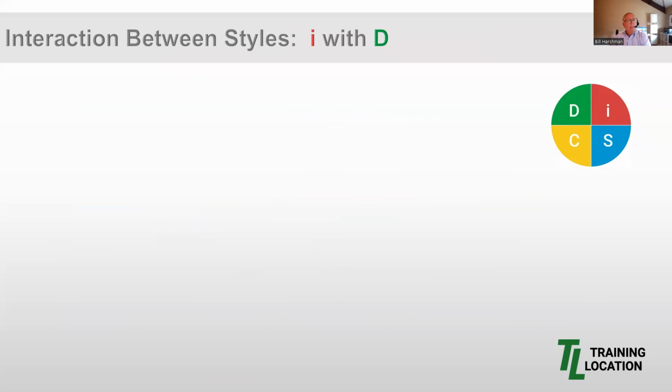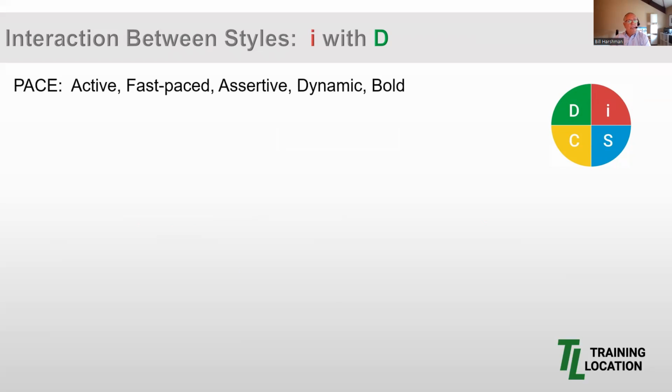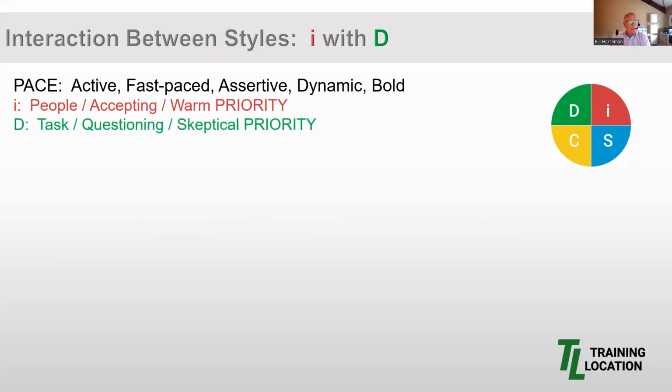Now remember, we always consider both pace and priority to understand a style. So both styles, the I and the D, share the active, fast-paced, assertive, dynamic, bold pace, as described in the previous slide. However, the I has a people-oriented, accepting, and warm priority, while the D has a task or questioning or skeptical priority.